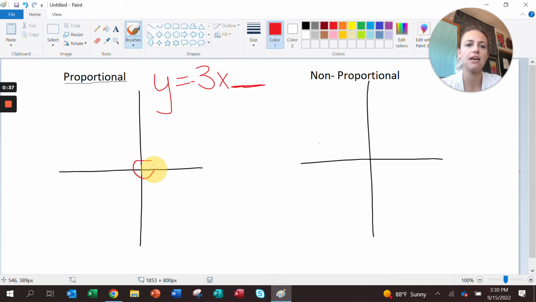So that is how you can tell visually on a graph if this line is proportional. It is going to graph right through the origin. So you would have a line that goes right through that origin.